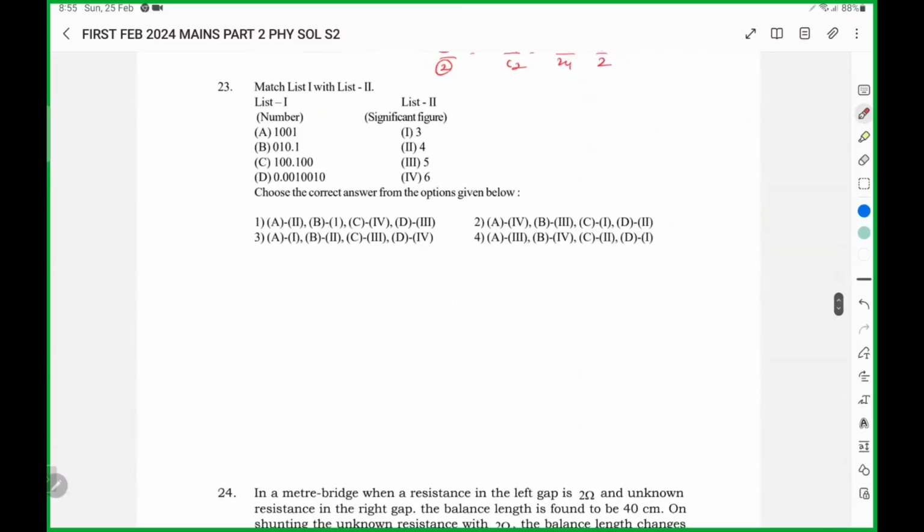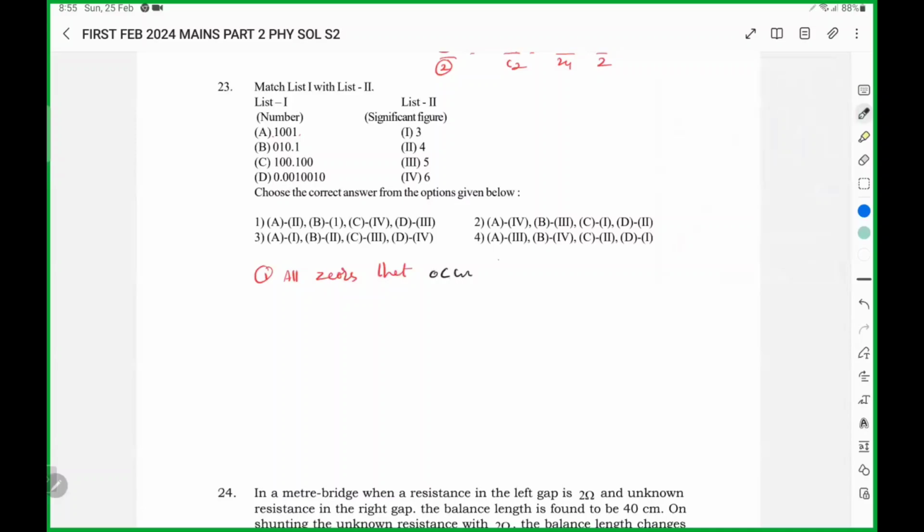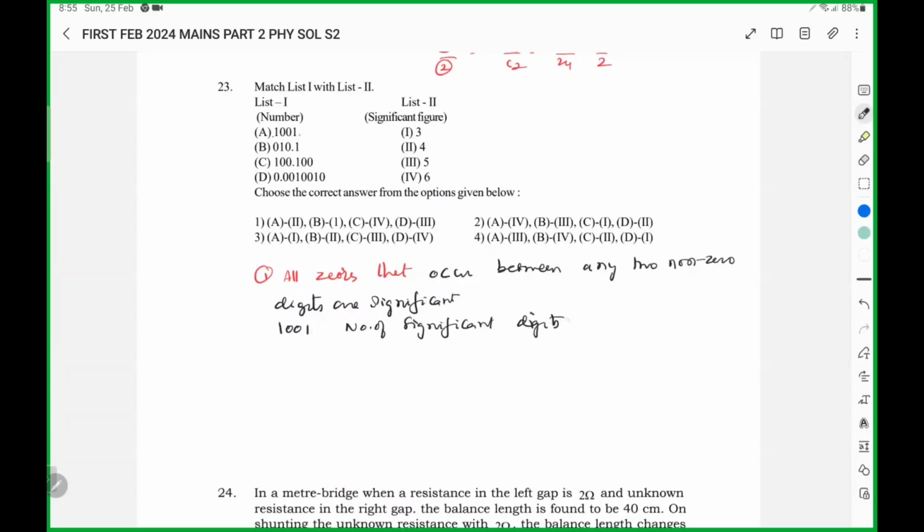In this 23rd question, the first one: all non-zero digits are significant, we know that. But all zeros that occur between any two non-zero digits are significant. So in 1001, the number of significant digits is equal to 4. So here A maps to the second option.